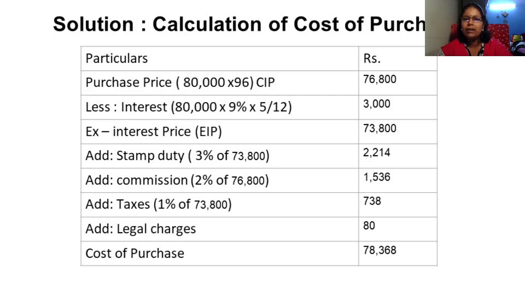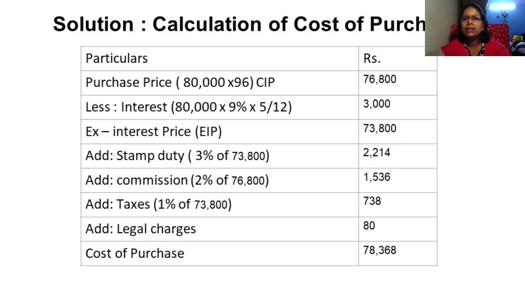To this, you have to add 3% of stamp duty. 3% of stamp duty is calculated on 73,800, that is the ex interest price. Then commission of 2%. 2% commission is calculated on 76,800, that is the cum interest price. Commission, brokerage, all this should be calculated on cum interest price. Taxation will be 1%, that is on ex interest price, 73,800. And lastly, legal charges 80 rupees.